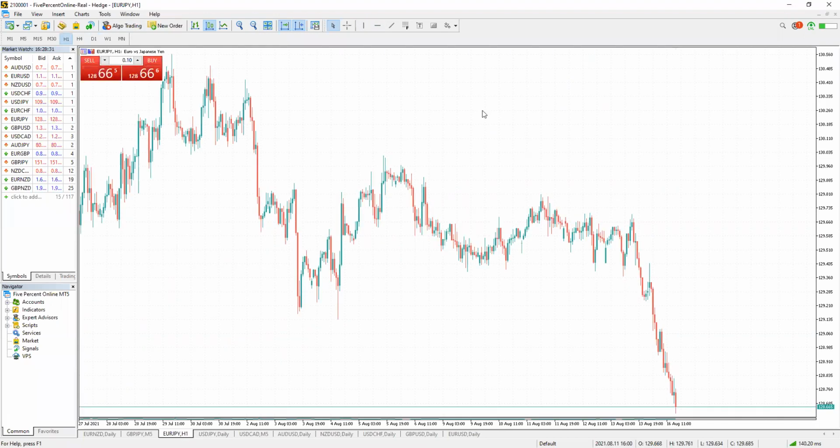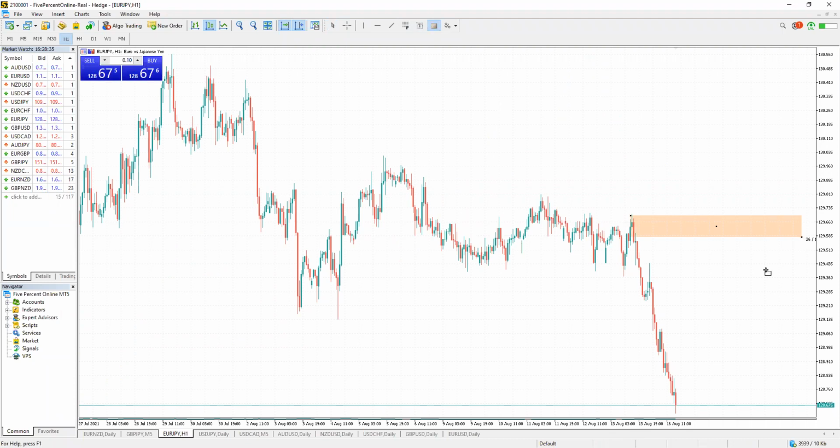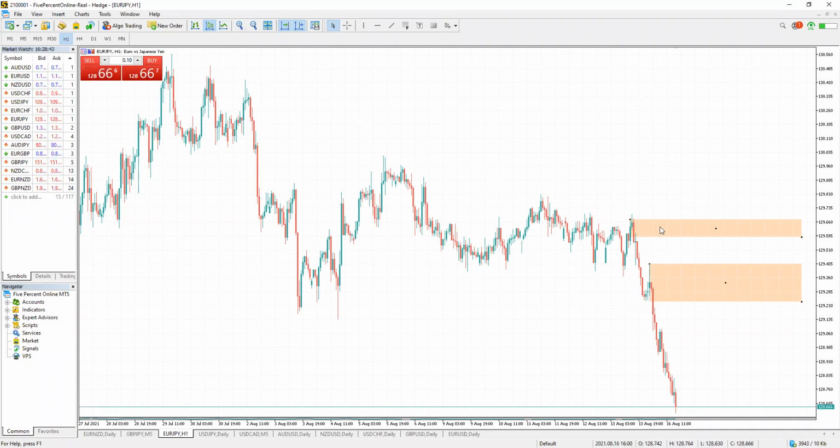If we go to the hourlies, we do see supply. So I see a lot of supply, but not a lot of demand. So I want to be a seller on this market. Okay, that's the bottom line.